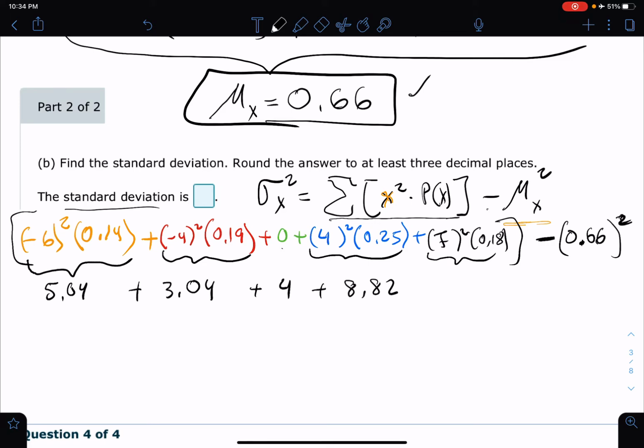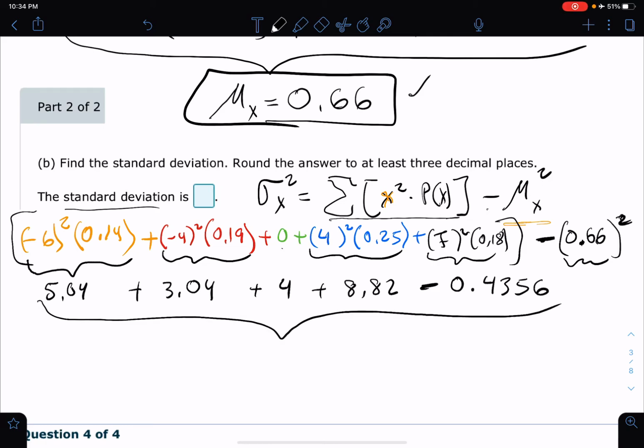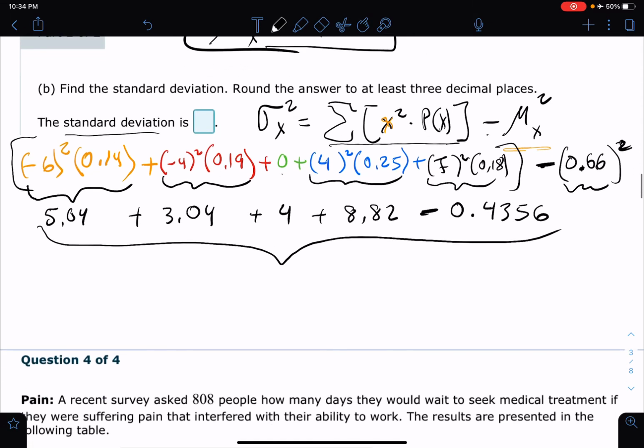Now we're right here with the formula minus, and then we have to take 0.66 and square it, which gives us 0.4356. So we add up all of these pieces and take away that 0.4356, and we end up getting, don't think we're done, we're not done, we end up getting the variance of x, of the random variable x, is approximately 20.4644. So how do we get the standard deviation?